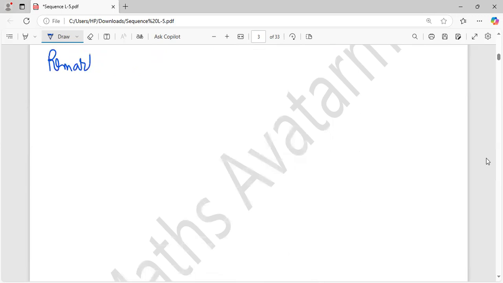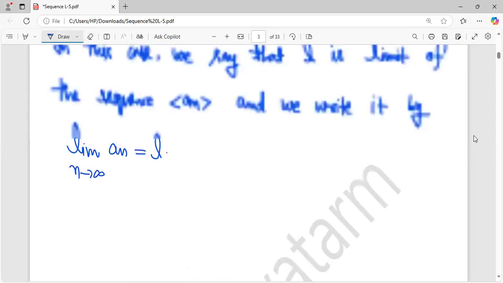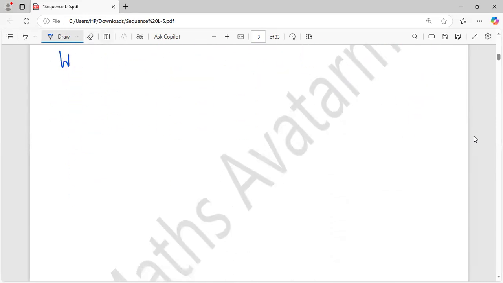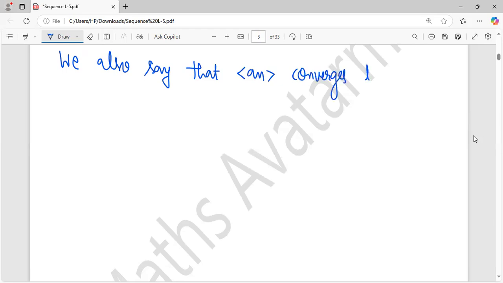So remark, if an is convergent, we also say that an converges to L, and we write it an converges to L, or limit of an tends to L.